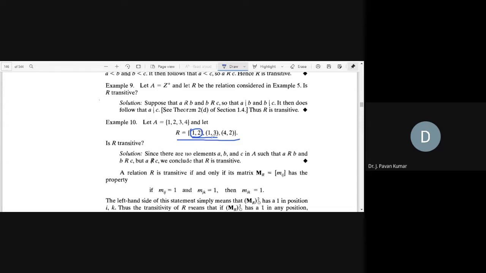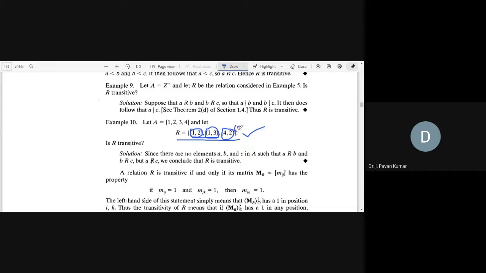You consider (A,B) as (1,3). Are we having any pair which is starting with 3? No. Next, (4,2) you consider. What is B here? 2. Are we having any pair which is starting with B? No. So if (A,B) and (B,C) both are present, then (A,C) must be present. But that situation itself will not arise. So we can consider it as transitive. Understand?